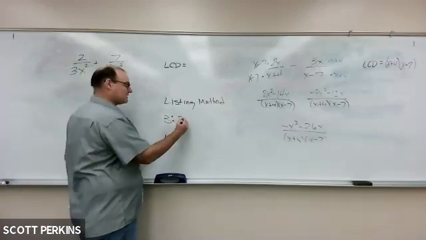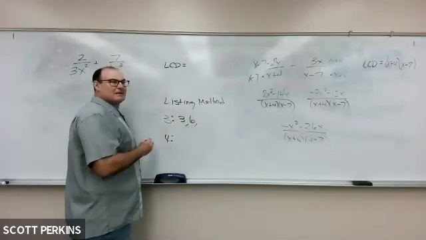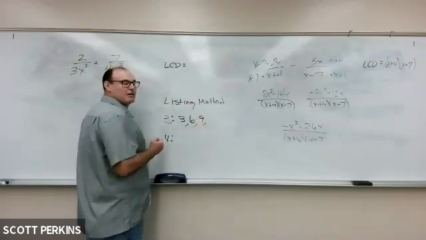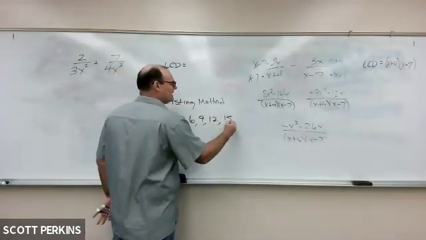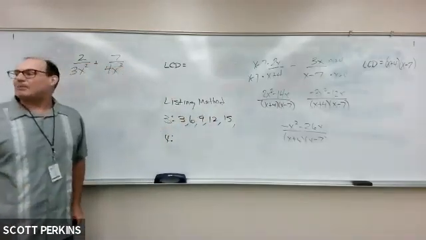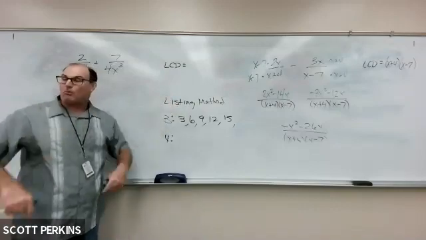3 times 1 is 3. 3 times 2 is 6. 3 times 3 is 9. 3 times 4 is 12. 3 times 5 is 15. I'm going to stop there, and if I need to, I can always add more multiples on.